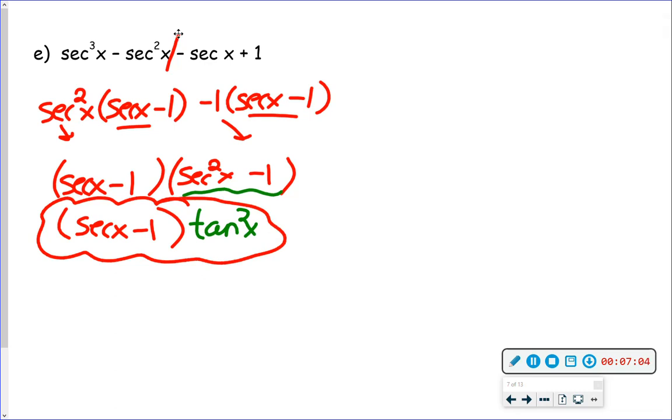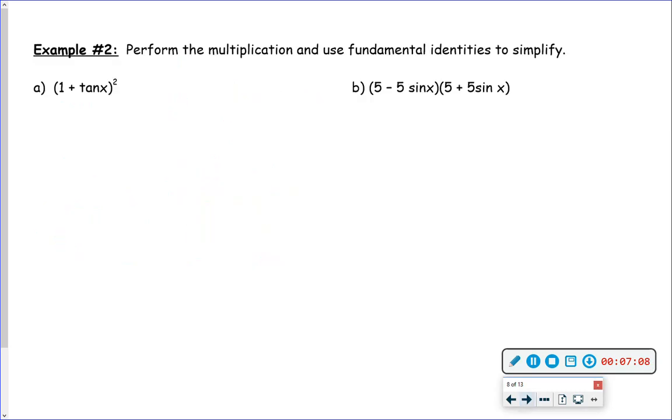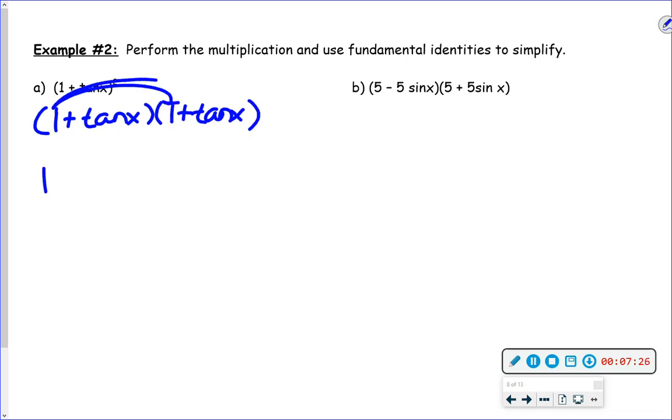So factor, use the directions. Factor, look for identities. Okay, next up, perform the multiplication. So we're going to multiply now, and then we will look for the identities. So 1 plus tan of x squared means we really have 2 of these. So I'm going to FOIL it out, of course. I'm going to do the full FOIL, 1 times 1. We're going to have plus a tan plus a tan. Let's combine it to 2 tan. And then tan times tan, tan squared.